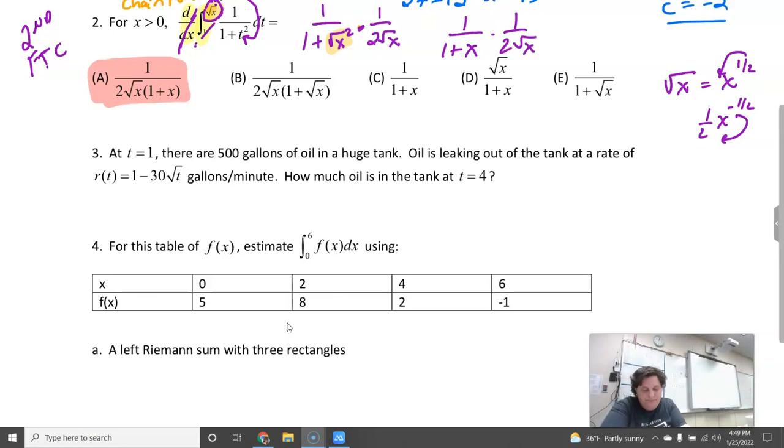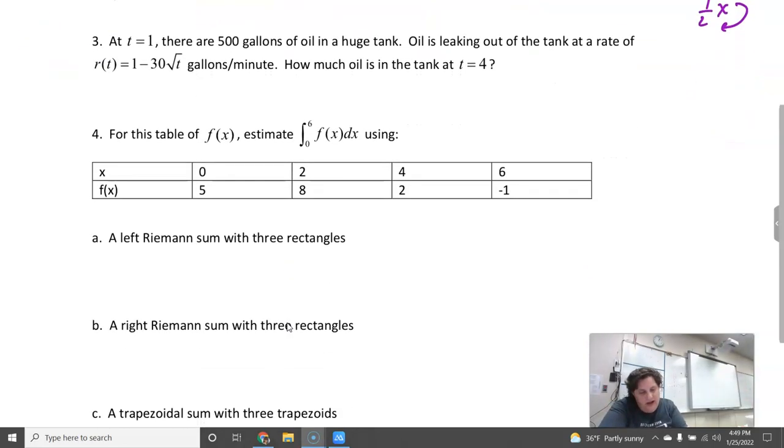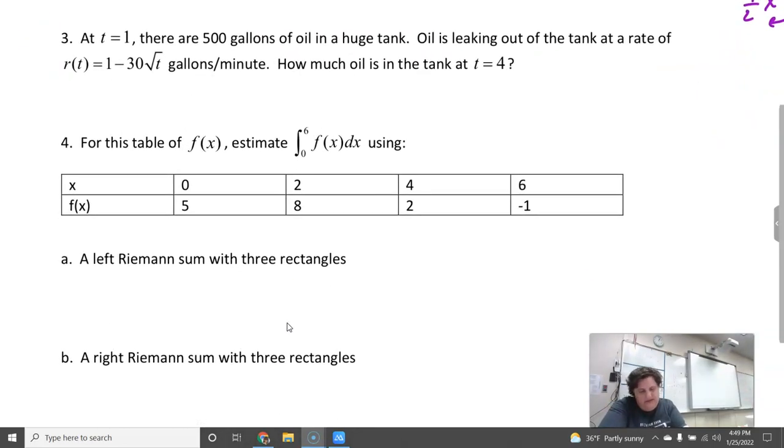All right, cool. Number 3, this is not multiple choice. Everything on the test will be, just on the review, some of them aren't multiple choice, okay? All right, so here's what we got. At time 1, there's 500 gallons of oil in a huge tank. It's leaking out at this rate. So anything that's happening over time, you guys, if it's happening over time, we're going to integrate it to find out how many gallons we actually lost, okay? It's kind of like this. This is how I think of it.